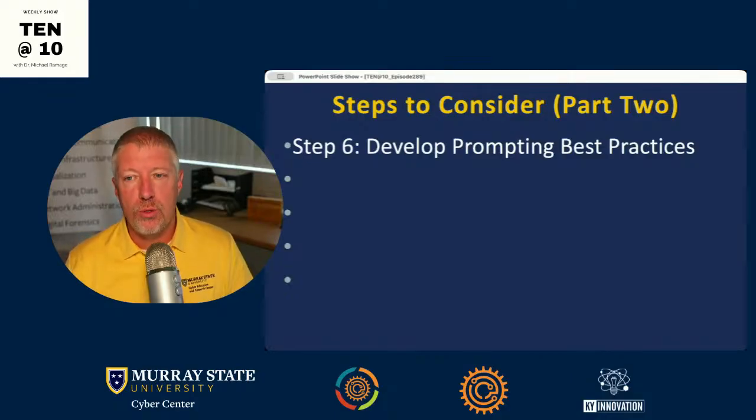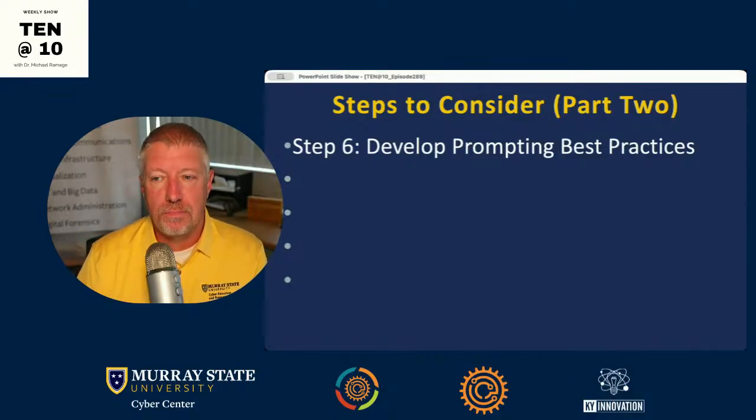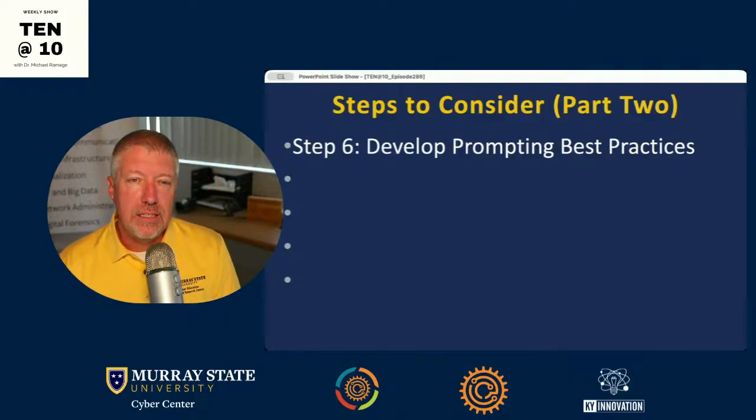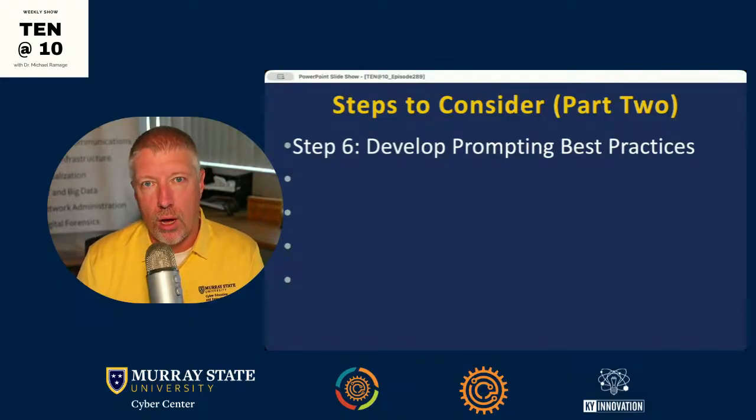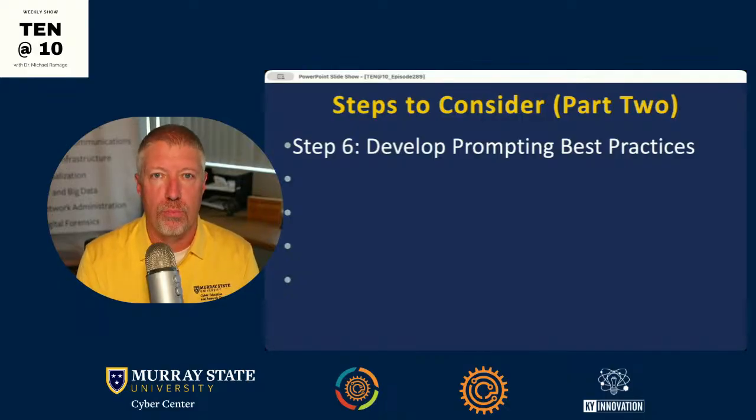So as we're talking through the second part, one of the first things that you should consider is developing prompting best practices. Crap input gets you crap output. I've said that before about different things. That is true. Crap in, crap out. So how are we going to develop a prompt that's going to get good output? We're going to have to develop a good prompt. What makes a good prompt? How can you learn to do that?